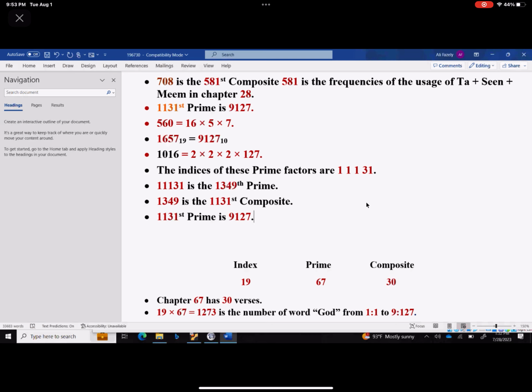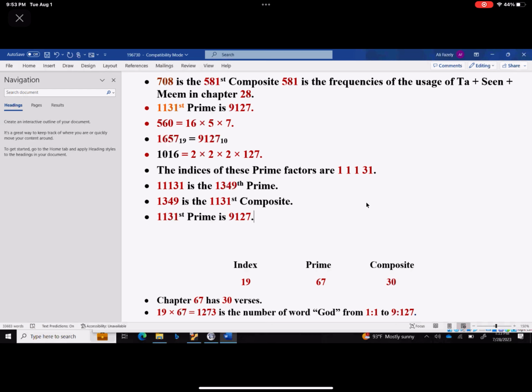That number, 1131, has this property, that if you put another 1 next to it on the other side, it becomes 11,131, and that happens to be a prime number, okay? It happens to be the 1349th prime number, but 1349 is the 1131st composite. And we know that the 1131st prime is 9127.